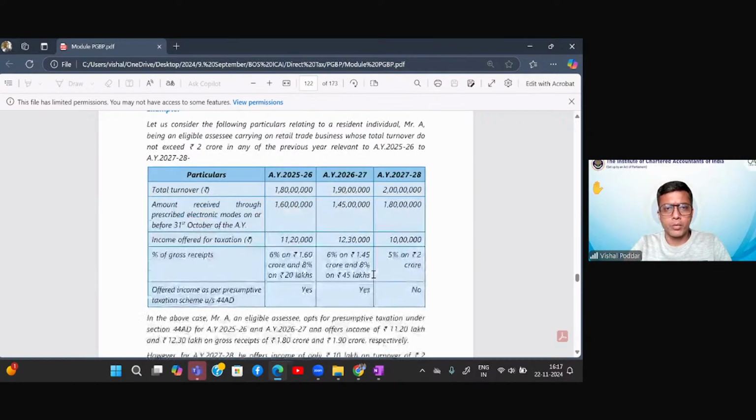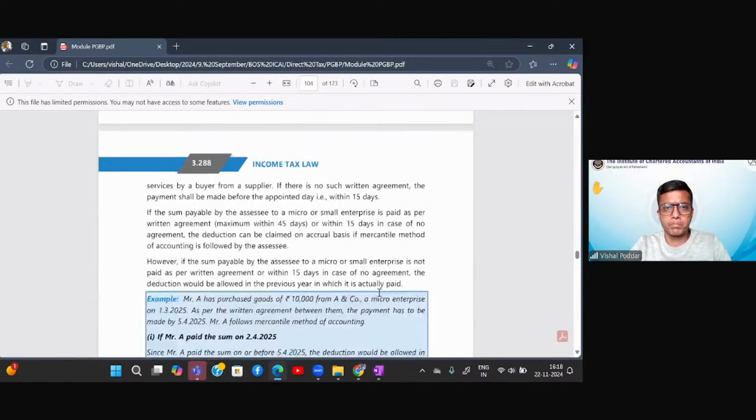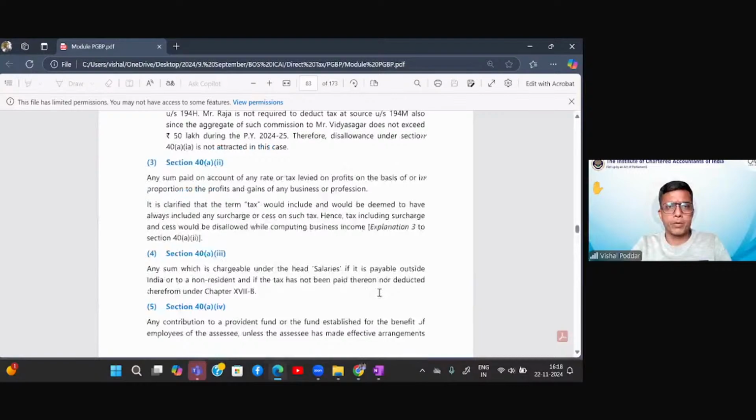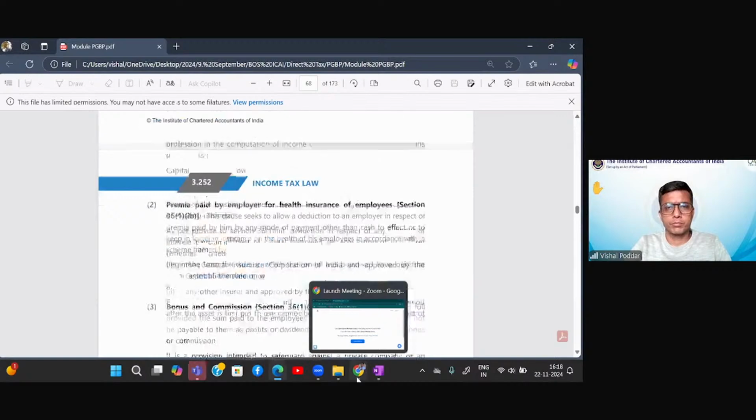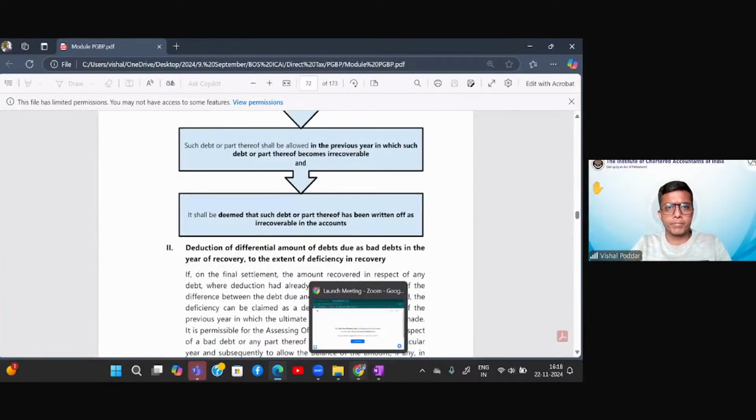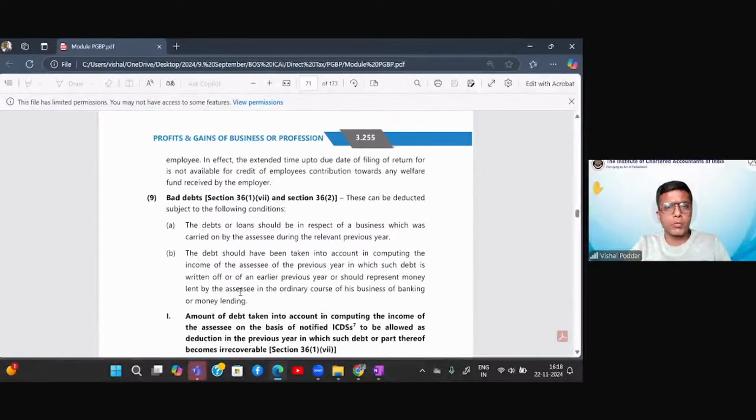Sanya is saying 3.255. But what is the illustration given here? You said some illustration is not there. Please explain bad debts. But bad debts I think is very simple, na?